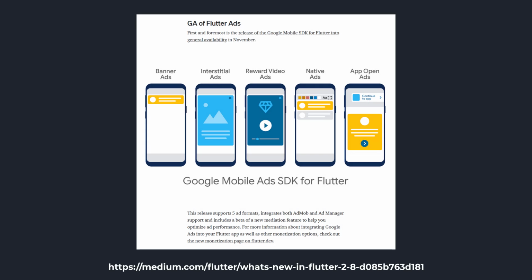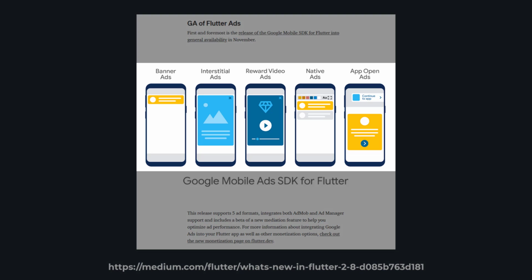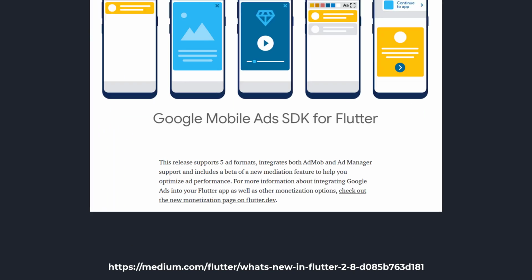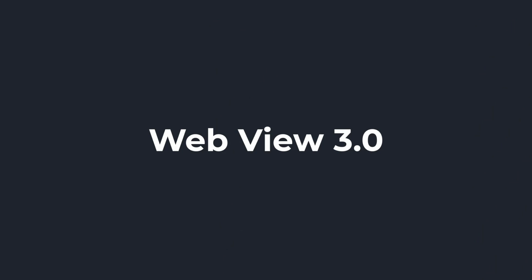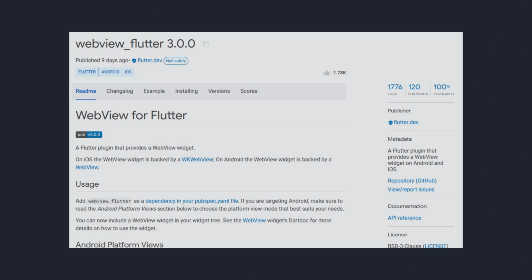There have also been many changes in the Flutter ecosystem. The Google Mobile Ads SDK was released to the general public in November. Included in the release are 5 ad formats, AdMob and AdManager support, and the beta version of a new mediation feature that can be used to optimize ad performance. More information about monetization is now available on the new monetization subpage flutter.dev/monetization. The package WebView Flutter is in version 3.0.